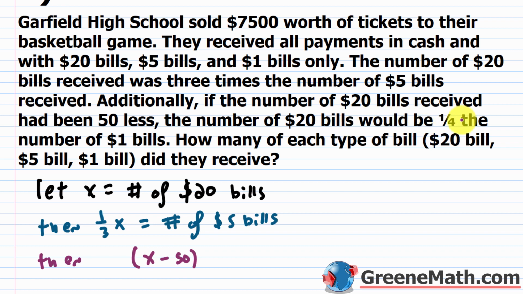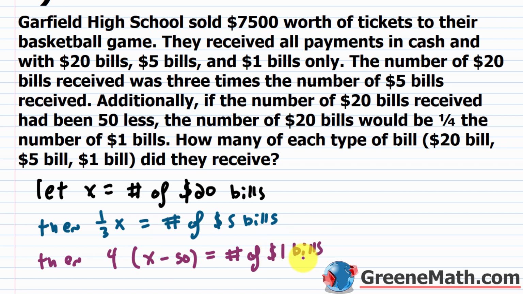Okay, so if it had been 50 less, which we have here modeled, the number of $20 bills would be 1/4 the number of $1 bills. So that means the number of $1 bills would be 4 times that. So I'm going to put 4 times this quantity. This is going to be equal to the number of $1 bills. Okay, so that's all it is.